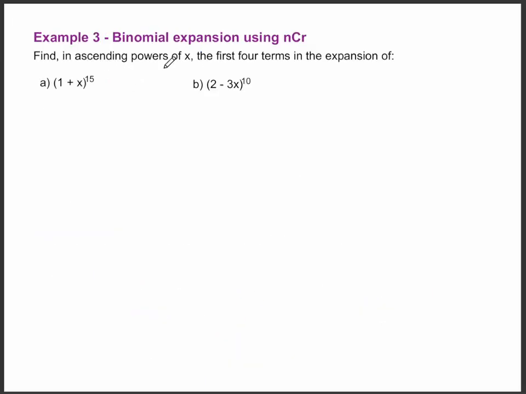Next, find in ascending powers of x the first 4 terms in the expansion of these two. Now, whenever you are expanding using nCr, the general formula that we use is this. Suppose we have (a plus b) power n. The way we expand this is we do n choose r times a power (n minus r) multiplied by b power r. Now, we know what n is, okay? n is just the power that we have on top. a is the first term that we have. b is the second term that we have.